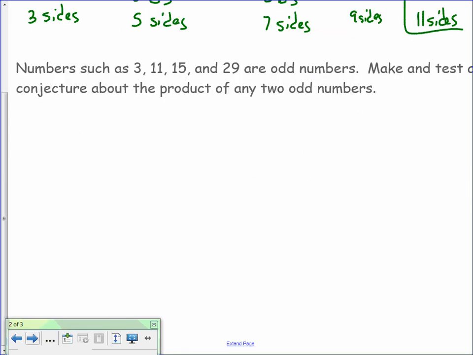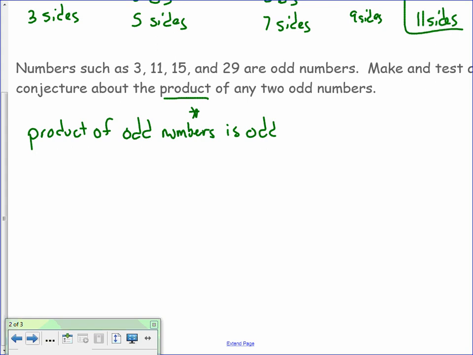Numbers such as 3, 11, 15, and 29 are odd numbers. Make and test a conjecture about the product of any 2 odd numbers. What do we know about odd numbers? Well, first of all, what does product mean? Multiplication. So do we know what happens when we multiply 2 odd numbers together? It's odd. So our conjecture is the product of odd numbers is odd. That is our conjecture.